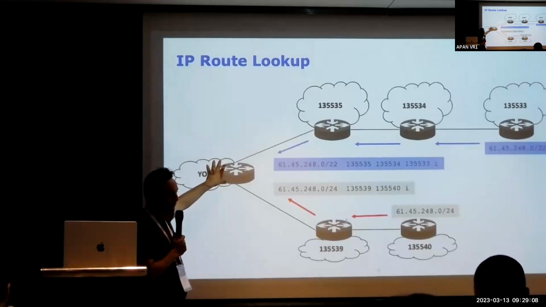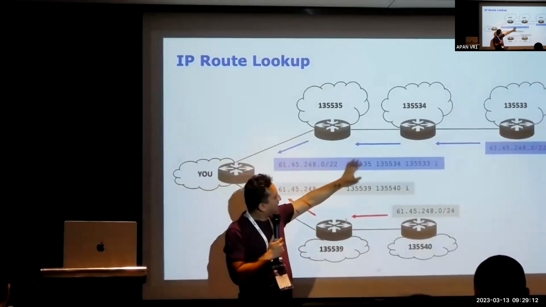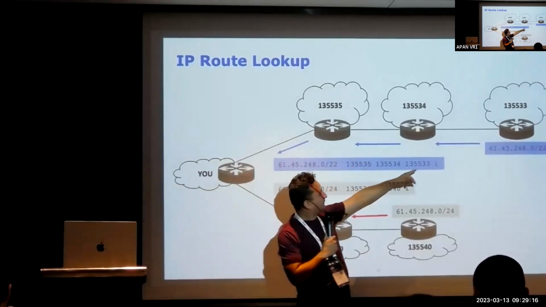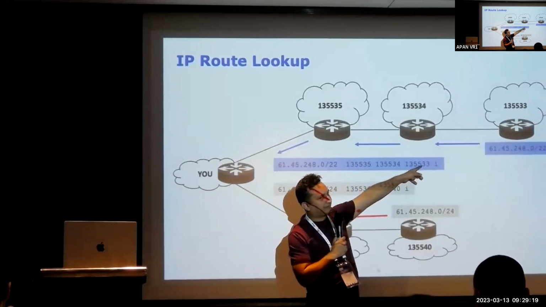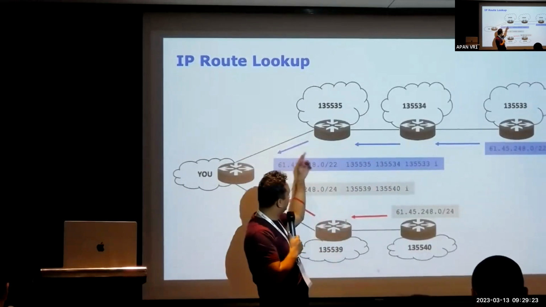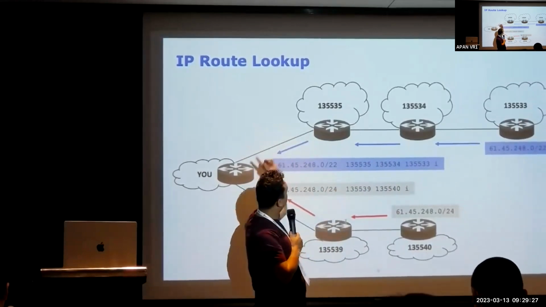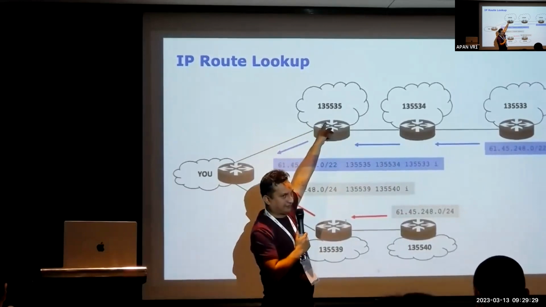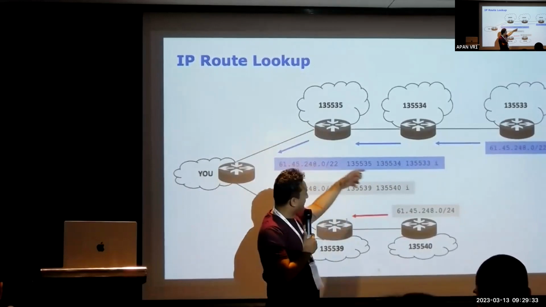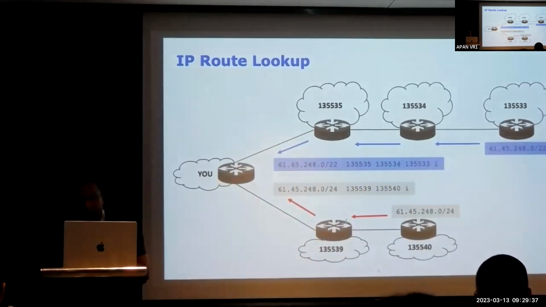So when I sit on this router and look at this particular route, I will basically see this is the path, right? So from right, that's your origin AS number, right? And on the left is like your adjacent neighbor. So for me on this router, this is my adjacent neighbor, but I am running this route with the origin AS number of 135533, right?